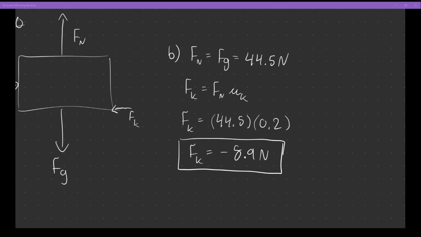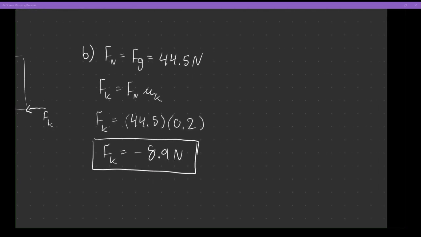Alright, so now for part C, they want an expression for dx over dt, but dx over dt is just the derivative of position, which is velocity. They just want an expression for velocity. So we'll start off by setting up net force equals ma. So in this case, the net force is just equal to F minus Fk equals ma.